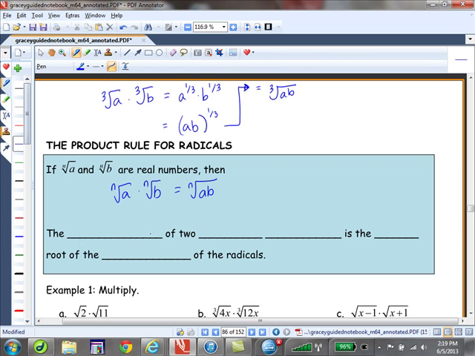So what this means is the product of two nth roots is the nth root of the product. Now I made a typo here. This should be radicands. Oops. Okay.